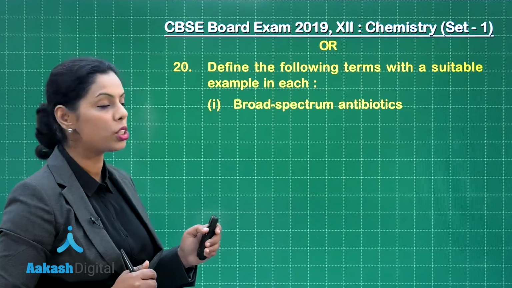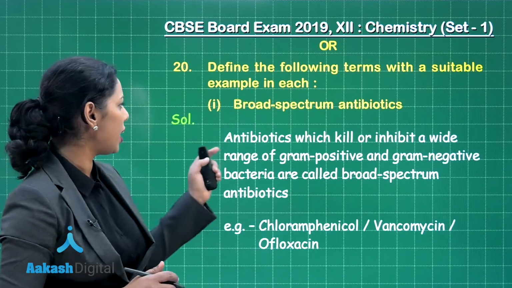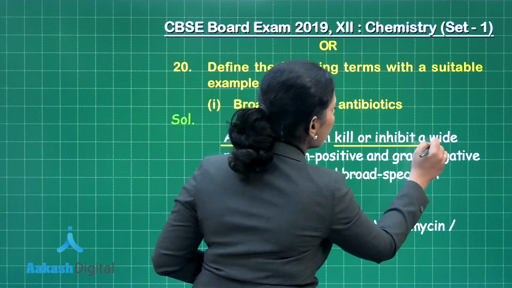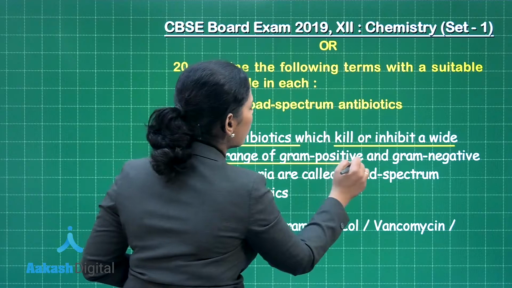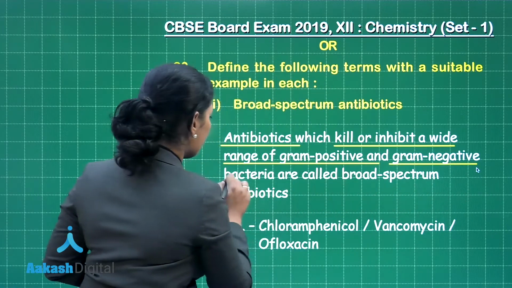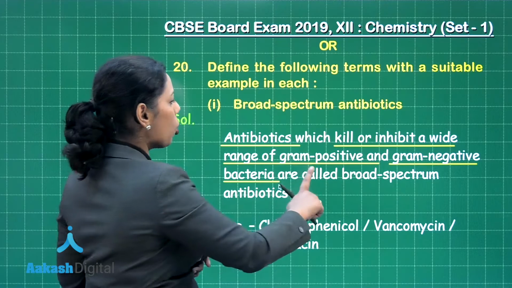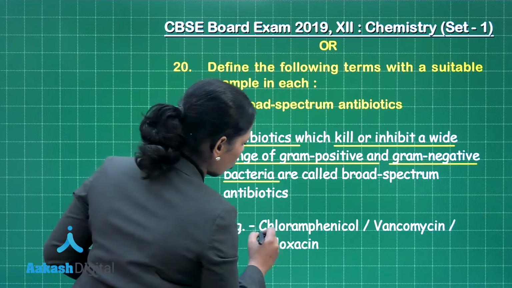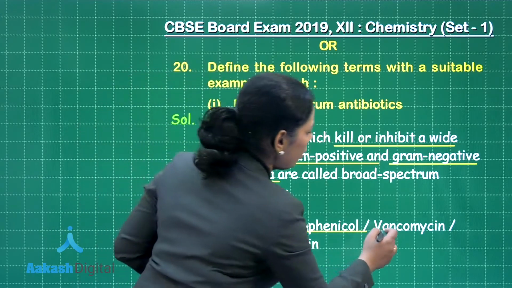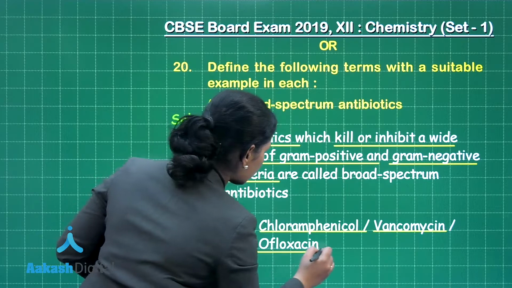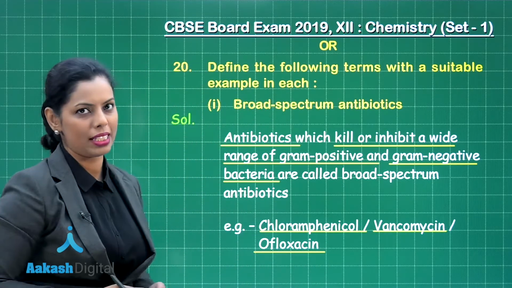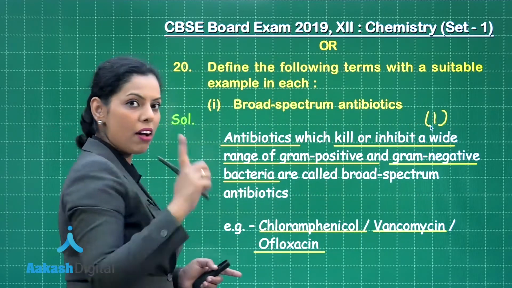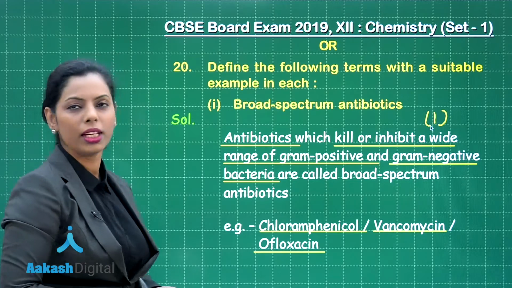So first is broad spectrum antibiotic. Simply you can define it as these are those antibiotics which kill or inhibit a wide range of gram-positive and gram-negative bacteria. These are called broad spectrum antibiotics, and you can give one of these examples like chloramphenicol, either this or vancomycin or ofloxacin. One of them you can give as the example. So 1 mark will be awarded if you do so. Half mark for writing this definition and half mark for the example.